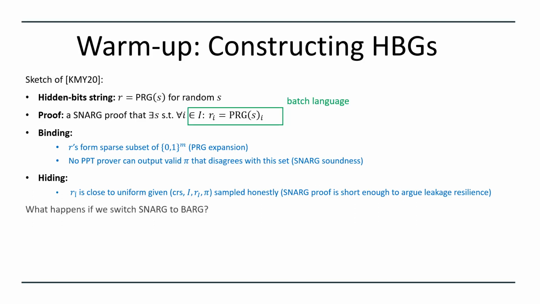And so one might wonder, can we just directly switch SNARG for BARG and get the result right there? Well, there are two problems with this. One is that the BARG proof grows linearly with the size of the witness, which in this case is the seed. So there's basically going to be no hope of leakage resilience because the BARG proof is too long. The second issue is that in the BARG setting, each statement comes with a corresponding witness, and these witnesses have no guarantee of how they relate to each other. They don't have to all be the same. So there's basically a problem with consistency and a problem with the proof length.